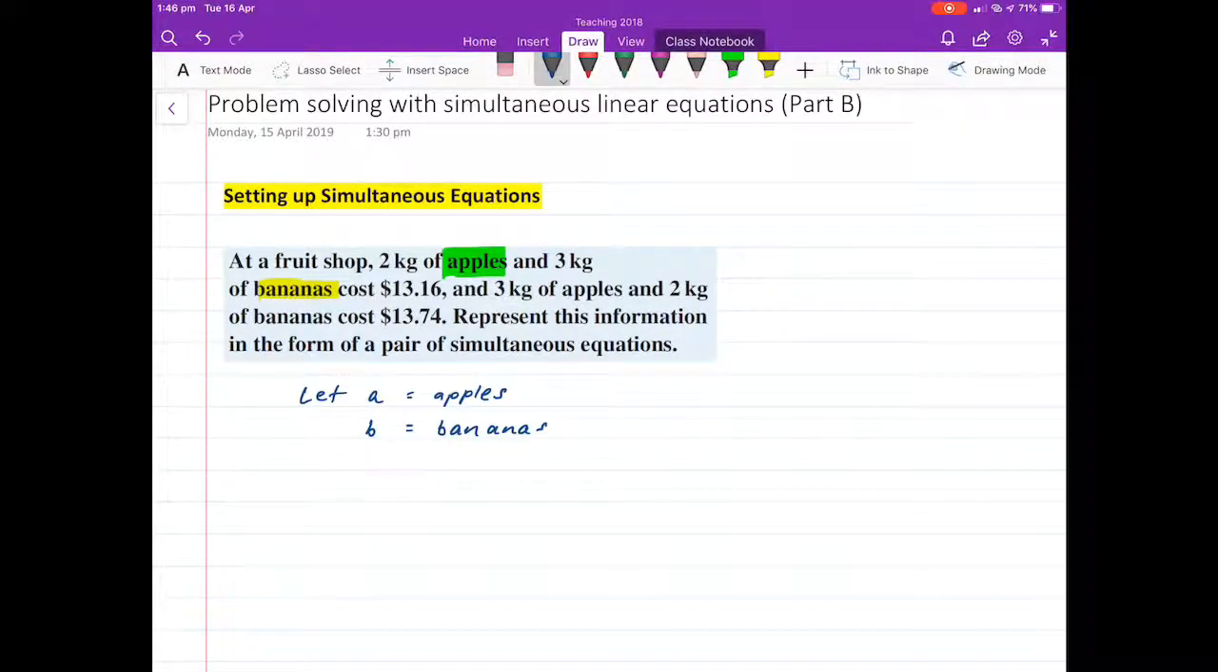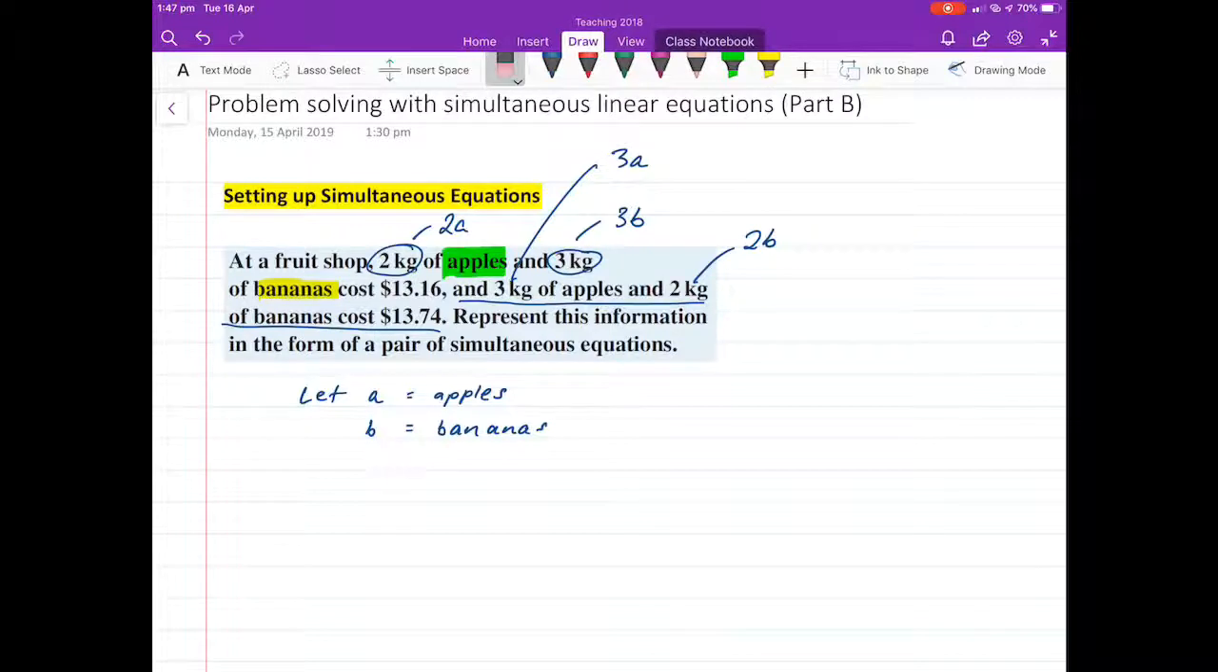Now, we're talking about 2 kilos of apples and 3 kilos of bananas. So this is going to be 2A, and this one here is going to be 3B. As we come down and look at the next one, we start to talk about 3 kilos of apples and 2 kilos of bananas. So this part here is going to be 3A, and this one here is going to be 2B. All right, so let's go back to the first sentence.